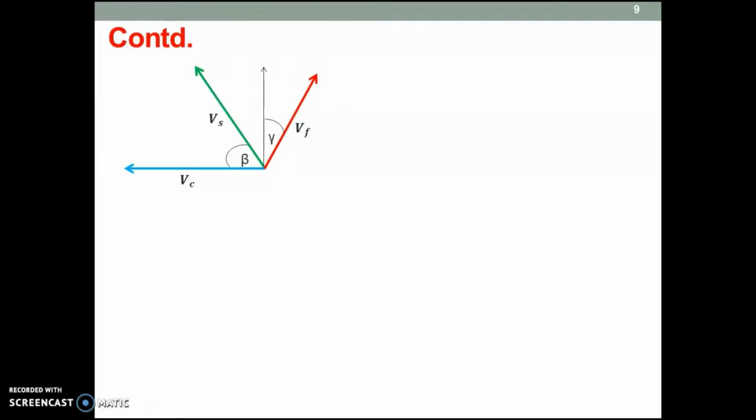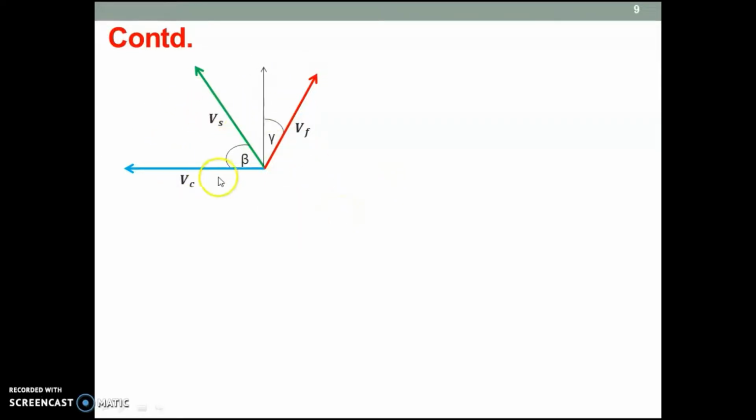So up here, understand? Okay. Next, what is the objective? We want to find the relationship between Vc, Vs and Vf. As all three are vectors, we can trace them in such a way that a vector triangle can be formed.